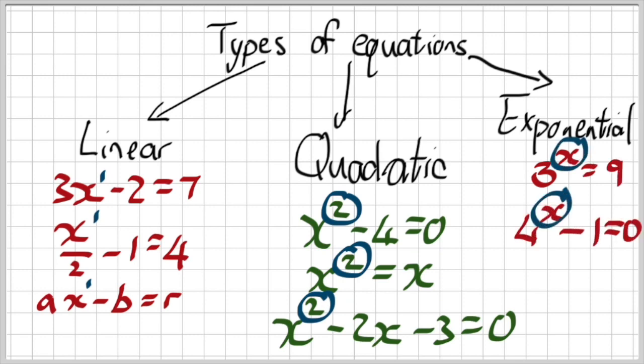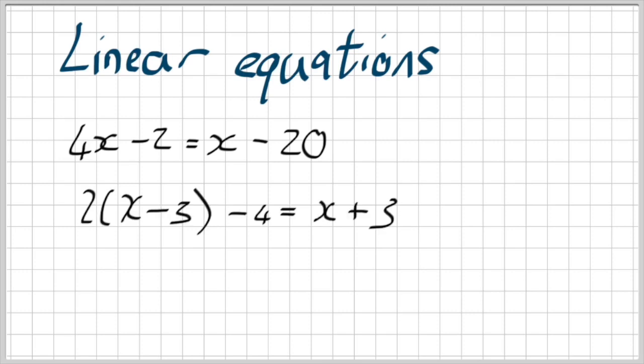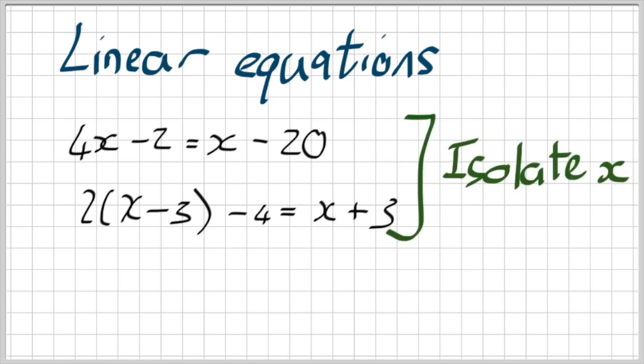So therefore, what you are going to have to learn to do is first identify the type of equation before you run into it, because every single one will have a different approach. If I look at linear equations, in this video I'm going to specifically look at this sum, 4x minus 2 equal to x minus 20, and 2 bracket x minus 3 minus 4 equal to x plus 3. Because it is linear, both of them are linear equations. What I'm going to do is isolate x, meaning get x alone.